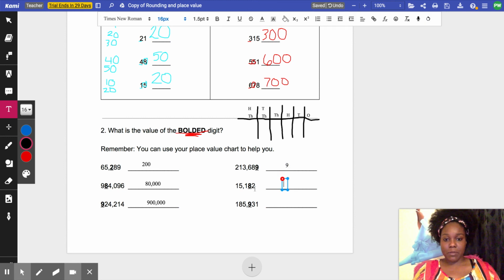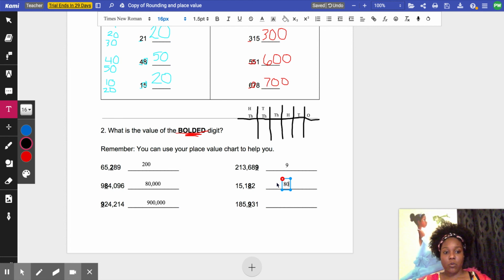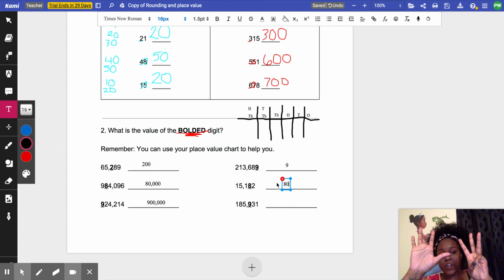In this number, we've got ones, tens. There is an 8 in my tens place. 8 tens is 80. If you weren't sure about that, hold up 8 fingers and count by tens. 10, 20, 30, 40, 50, 60, 70, 80.